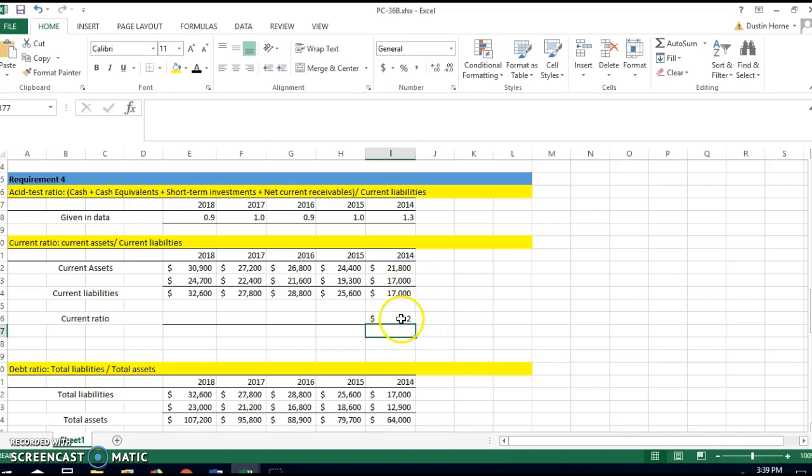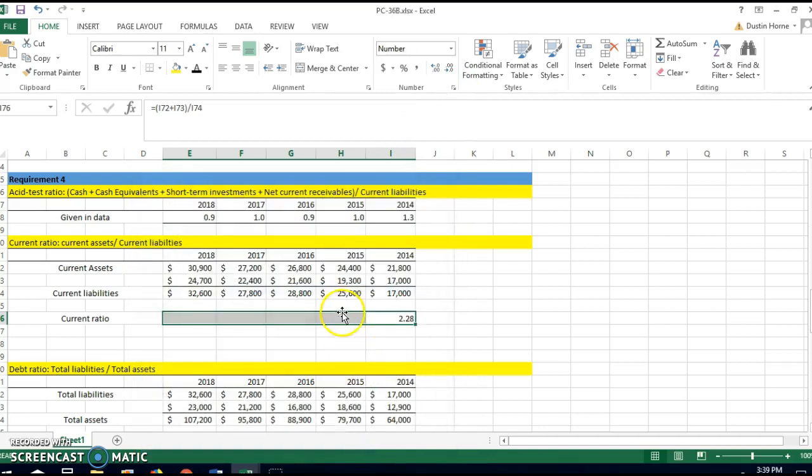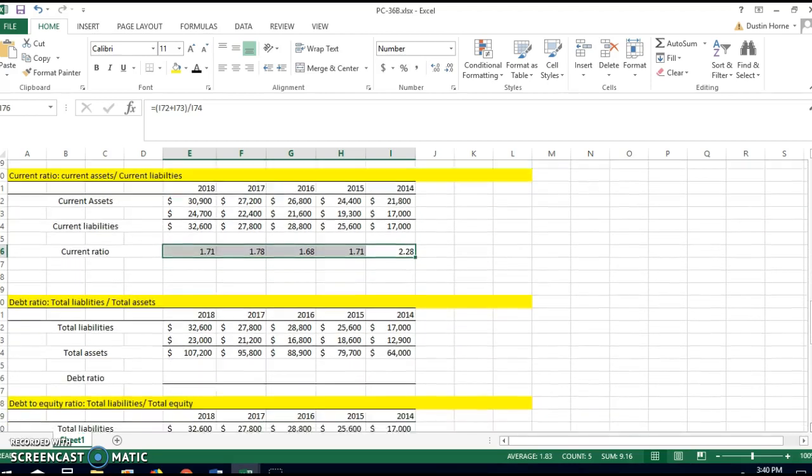We just want this to be a regular ratio, a regular number here. So we're going to copy this formula over, hopefully it will work. And as you see here, our current ratios are 2.28, 1.71, 1.68, 1.78, and 1.71. We'll go back to those in just a second, but just look at the trend there.